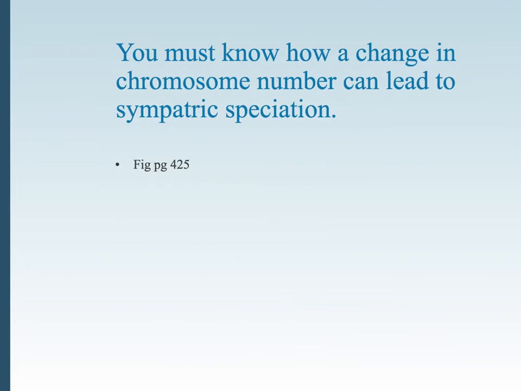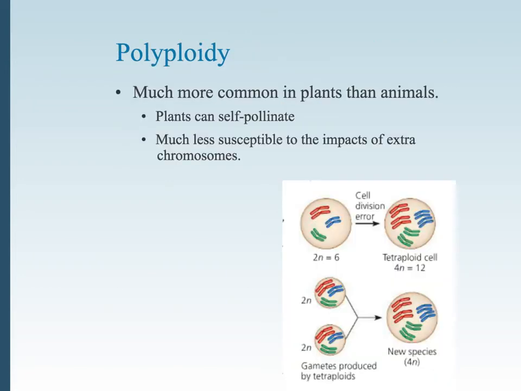You must know how a change in chromosome number can lead to sympatric speciation. This is something that's way more common with plants. So here's why. Plants can self-pollinate, where the pollen from one flower can go to the stamen of another flower or the pistil of another flower, and seeds can be produced. That's not something animals do.